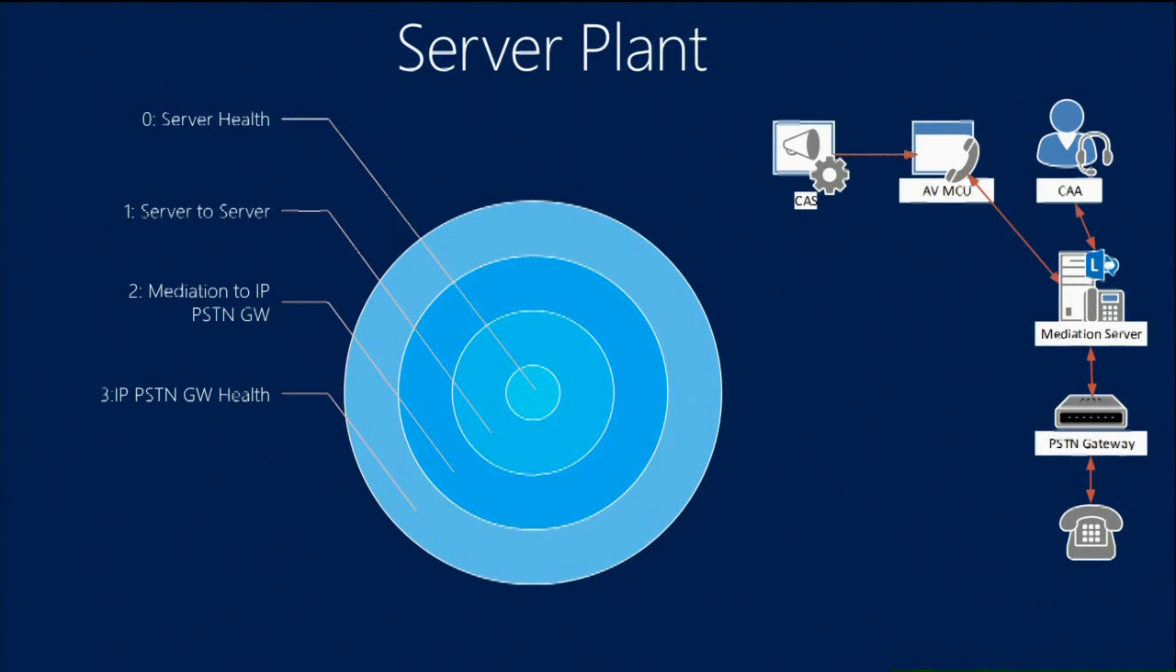Those key health indicators will tell you whether your server is working or not. Is it the server itself which is the problem? Then, if you move out of the circle, it could be a problem for the servers talking to each other. If people are dialing into your conference, your mediation server is talking to your conferencing server, the AV MCU. Maybe that network segment has a problem. In the same way, the network problem could be between your mediation server and your PSTN gateway. Or it could be a problem with your PSTN gateway health. So that's the server plant.